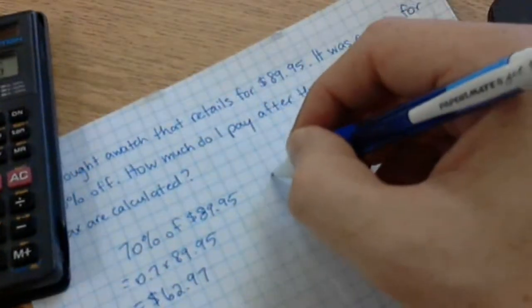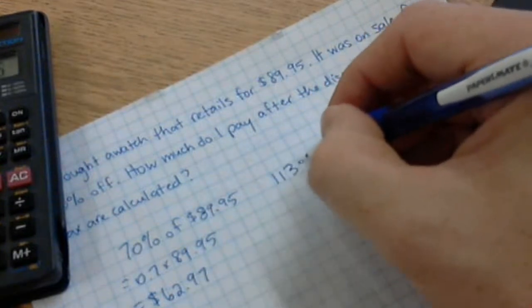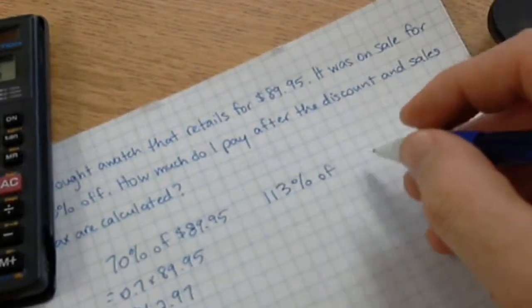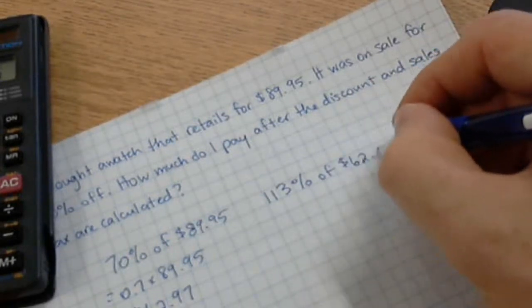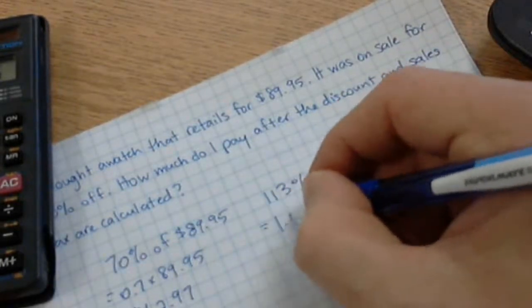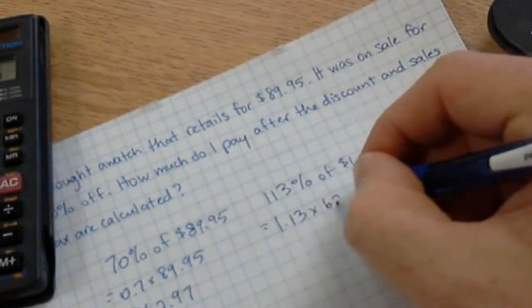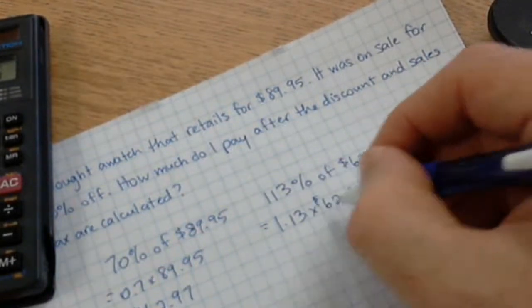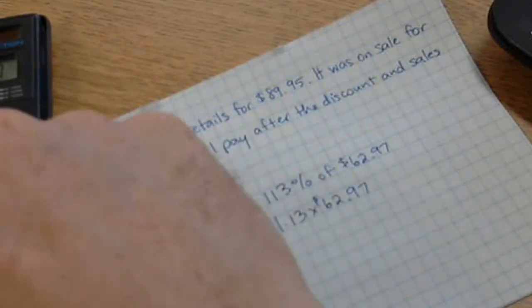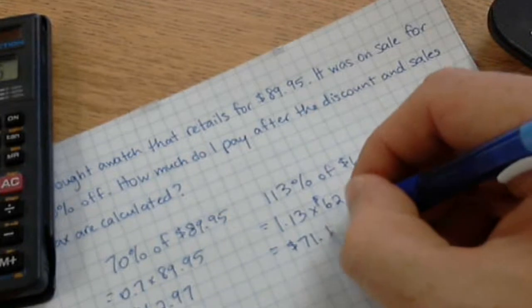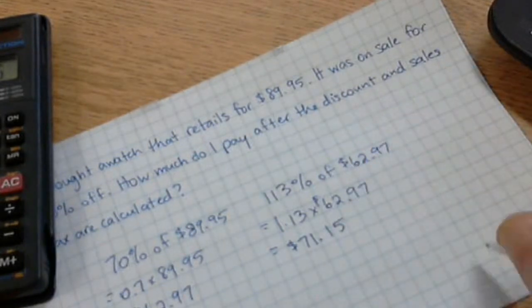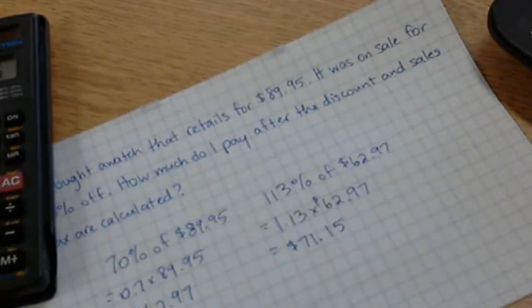Now what I need to do is figure out how much it costs after tax. So I'm going to use the quick method, 113% of $62.97, which is 1.13 times $62.97, which gives me a grand total of $71.15. So after everything is calculated, I'm paying $71.15.